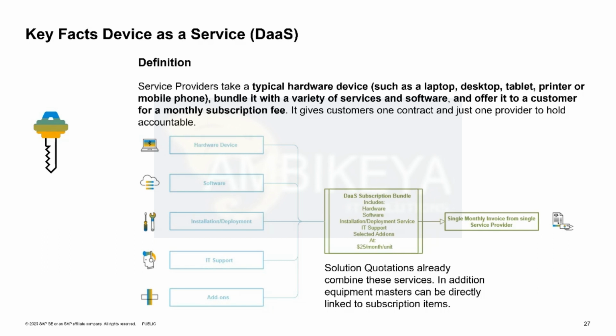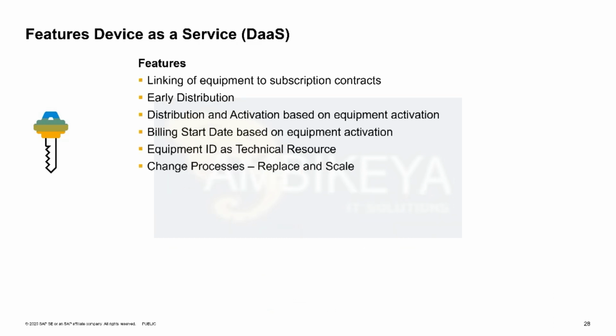So here you see the list of features. As I mentioned, we link equipment to our subscription items or subscription contracts. We trigger early distribution for this data. We distribute based on equipment activation. So the state of equipment can influence if and how your contract is activated and distributed. We can influence the billing start date based on equipment activation. We can use the equipment as a technical resource, and we offer you two change processes. One is replace equipment and the other one is scale equipment to move in or move out new equipment.